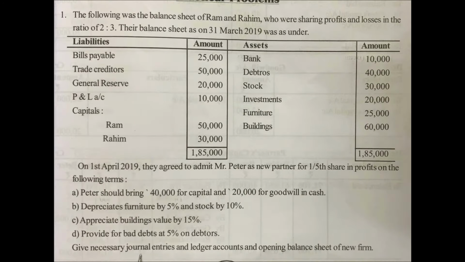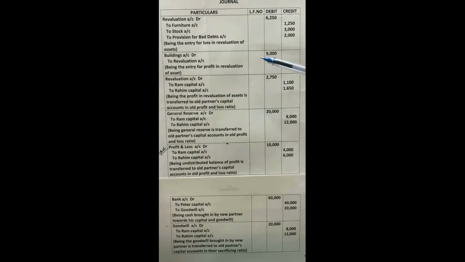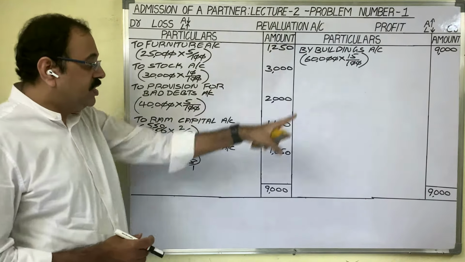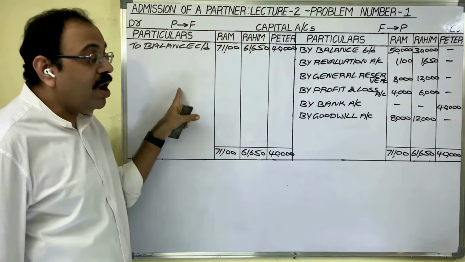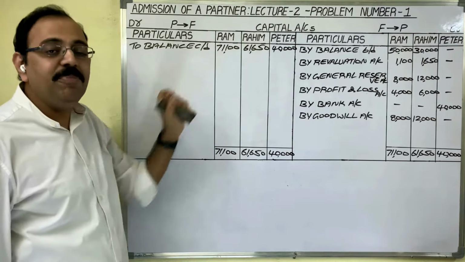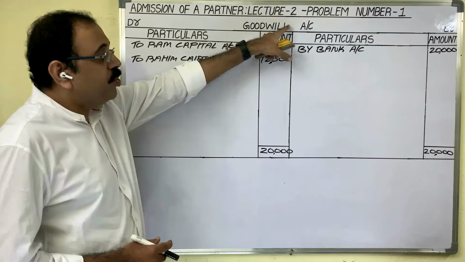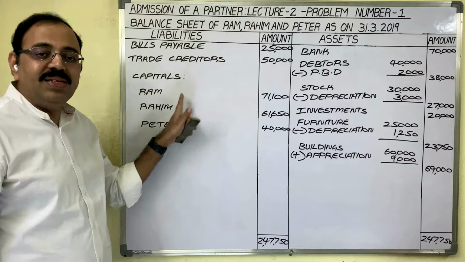Journal entries we write in the journal, so we have to prepare the journal. Ledger accounts we have to prepare, and the opening balance sheet, nothing but the new balance sheet, we have to prepare. This is the journal. In this first problem, there are 1, 2, 3, 4, 5, 6, 7, a total of 7 entries we have to pass. In the ledger we have to prepare accounts. The first account is the revaluation account, with the capital accounts of the 3 partners, Ram, Rahim and Peter. Next, we have to prepare the bank account, then the goodwill account. This is the new balance sheet.